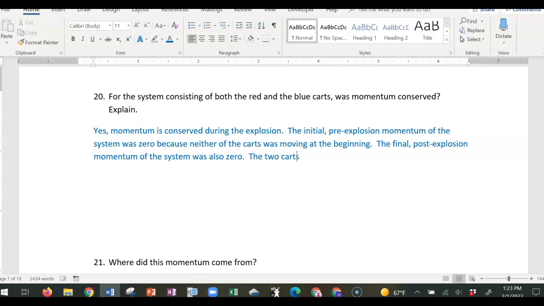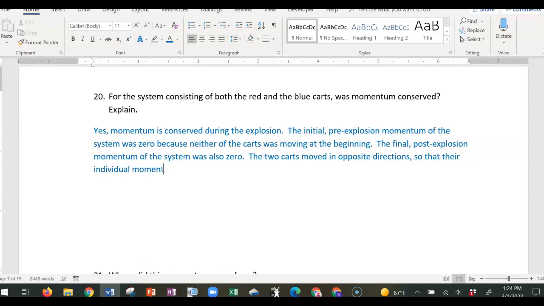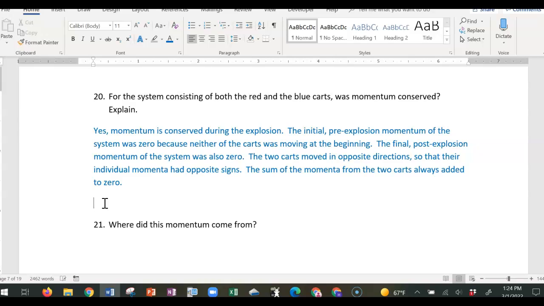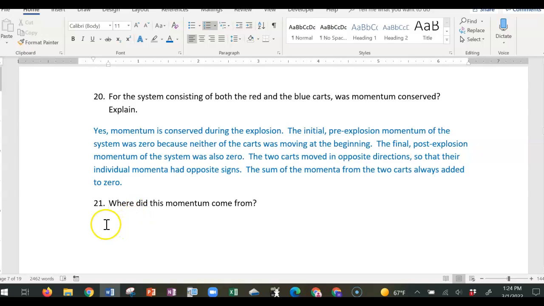The two carts moved in opposite directions so that their individual momenta had opposite signs. The sum of the momenta from the two carts always added to 0. Okay, so yes, we did have a situation where momentum was conserved.